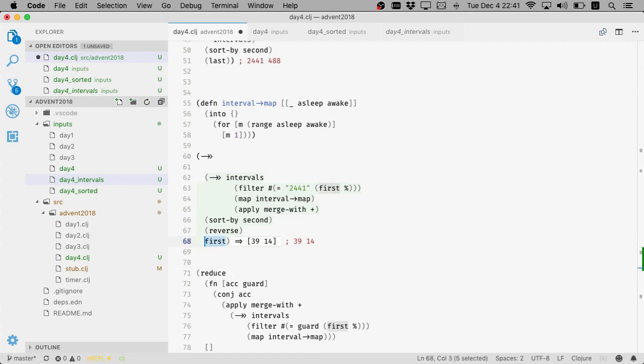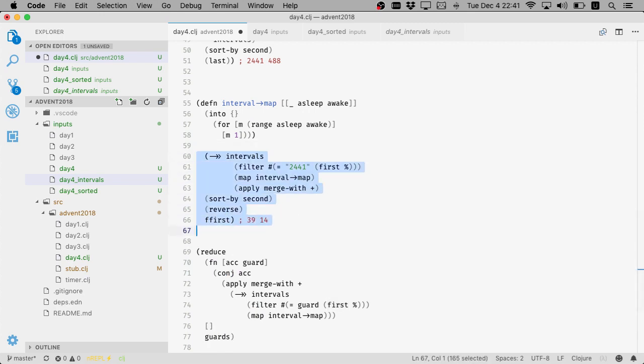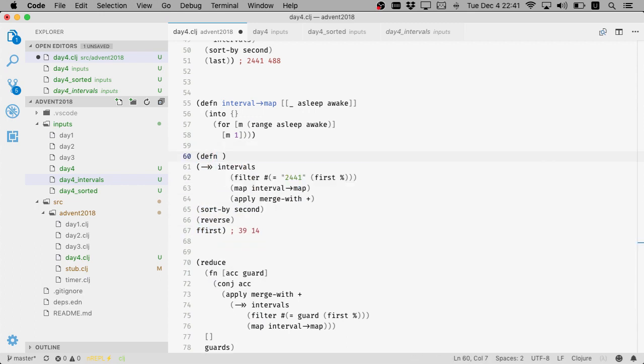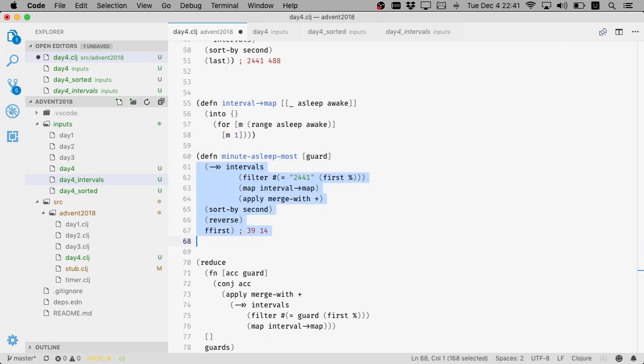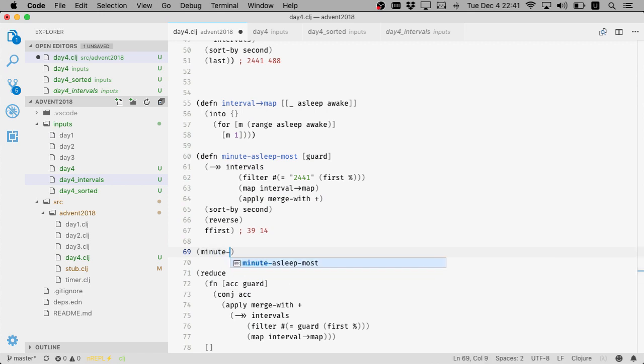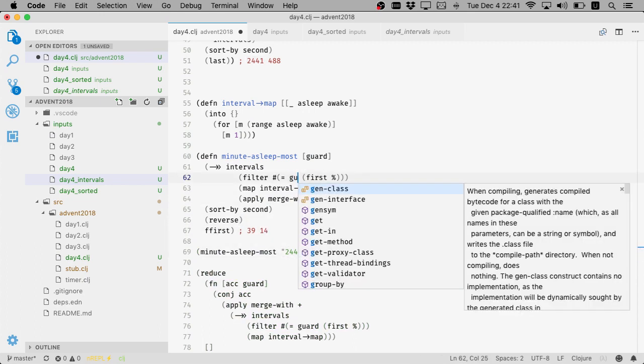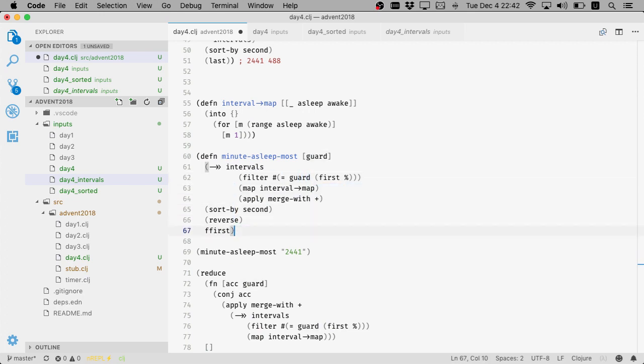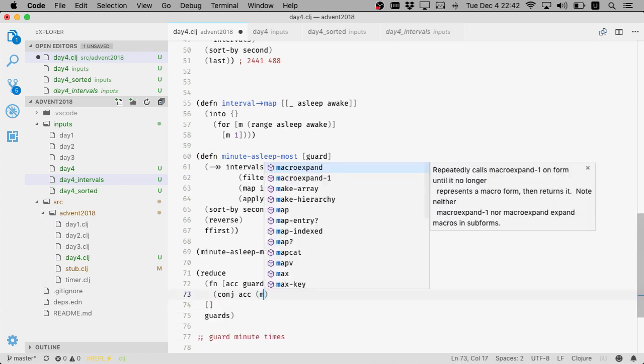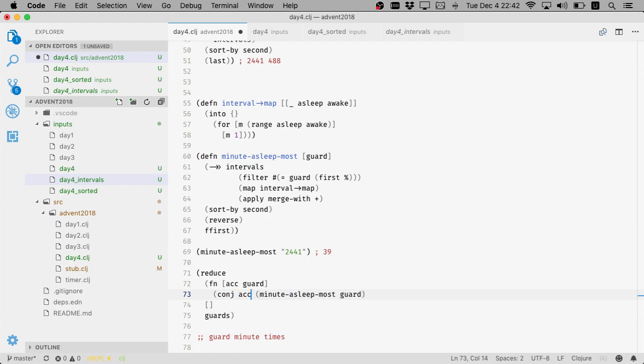So this is like cements, like that. So yeah, convert it to this. So basically, if we call it minute asleep most, and we take guard, right? So basically, most 2441. Yeah, so basically, guard ID, so we need guard ID, and we need the minute, right? So something like that.